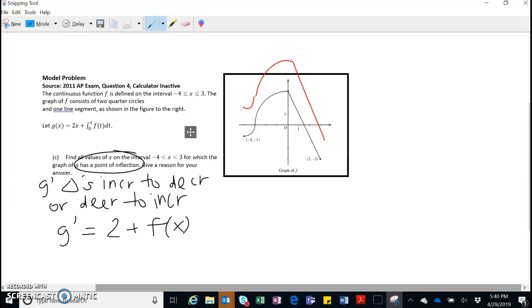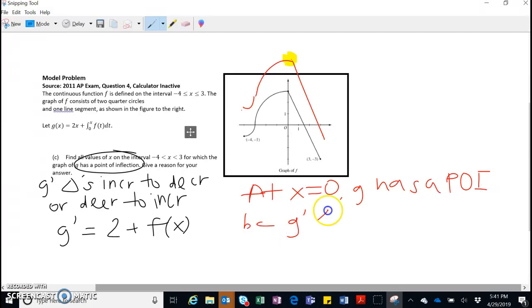So where does my G prime, my red graph, change from increasing to decreasing or decreasing to increasing? Right here at x equals 0. That's the answer to this question. So at x equals 0, G has a point of inflection because G prime changes, specifically in this case, from increasing to decreasing.